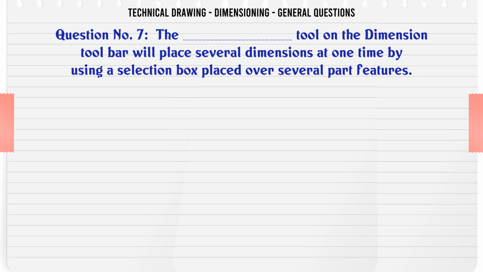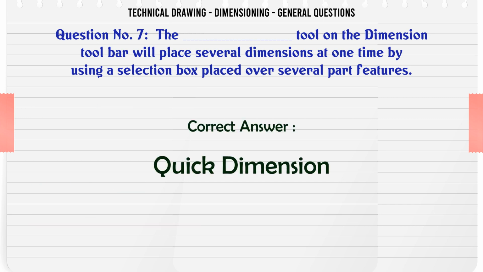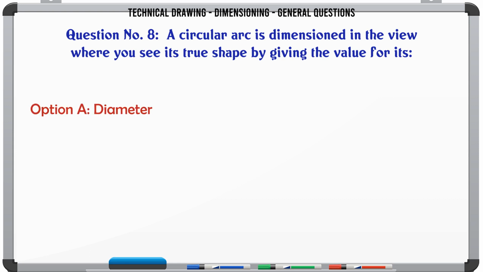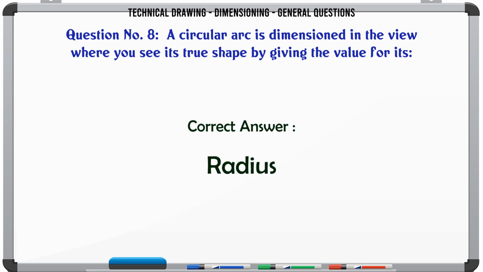The tool on the dimension tool bar will place several dimensions at one time by using a selection box placed over several part features. A. Linear, B. Continue, C. Baseline, D. Quick dimension. The correct answer is quick dimension. A circular arc is dimensioned in the view where you see its true shape by giving the value for its A. Diameter, B. Arc length, C. Radius, D. Chord length. The correct answer is radius.